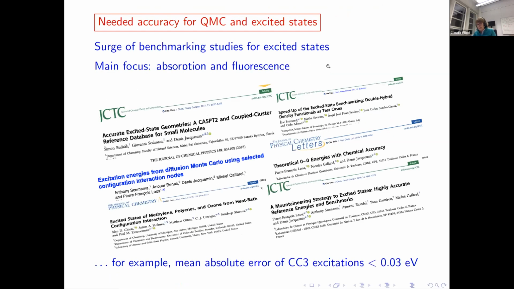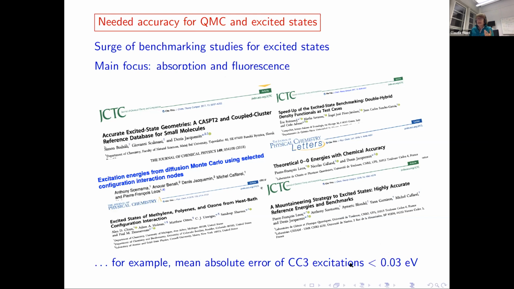And indeed, if you come with quantum Monte Carlo and you want to sell it to chemists for excited states, you need to convince them it is actually good. In recent years there has been a surge of benchmarking studies, using higher and higher level approaches, coupled cluster to very high level, full CI QMC, and the main focus has been on absorption and fluorescence. For instance, a technique very much used to compare excitations is coupled cluster. This is CC3, an approximate coupled cluster to third order.